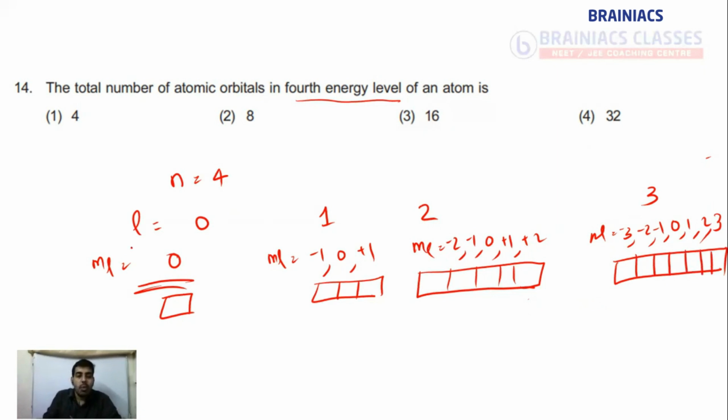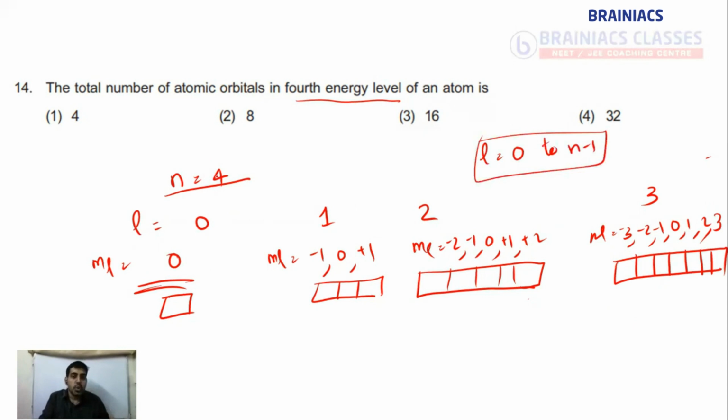Now, here n is equal to 4. L is calculated using the equation 0 to n minus 1. Right. So l is equal to 0 to n minus 1. N is 4, 4 minus 1 is 3. That is 0, 1, 2, and 3. L can have the values 0, 1, 2, and 3.